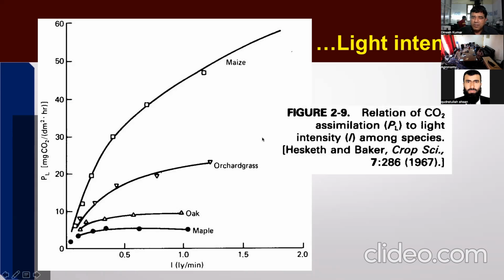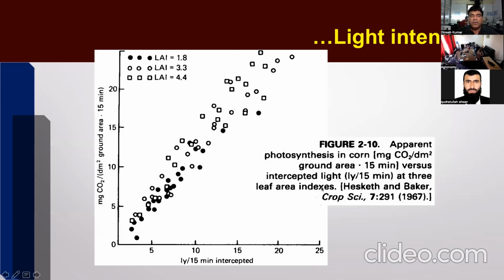Now we see light intensity is also increasing the leaf area index in the maize plant, you can see. On the x-axis, you have light intensity. On the y-axis, you have photosynthesis rate. As the photosynthesis rate increases, you can see the leaf area index is higher.